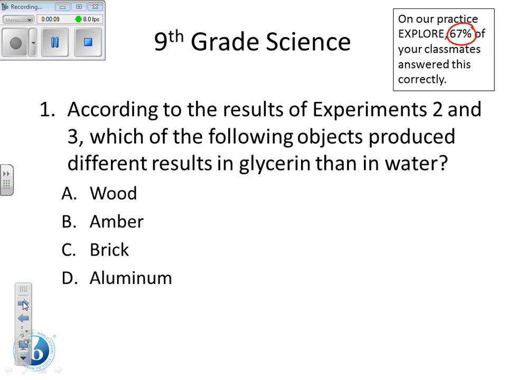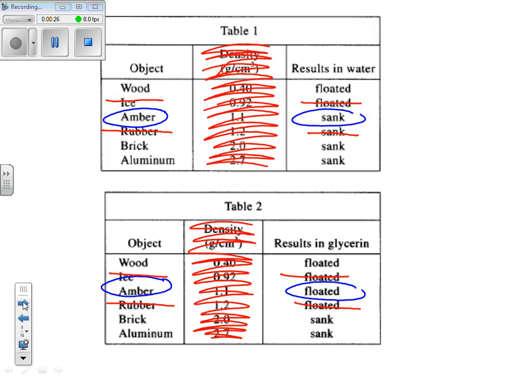For question number 1, 67% of your classmates answered this question correctly. This question is asking you to look at the results of experiments 2 and 3 and determine which object would produce different results in glycerin than in water. We will only need to look at Table 1 and Table 2 to determine the answer. On each of these tables, we will only need to observe wood, amber, brick, and aluminum in the results column. Ignore the ice, rubber, and density columns.